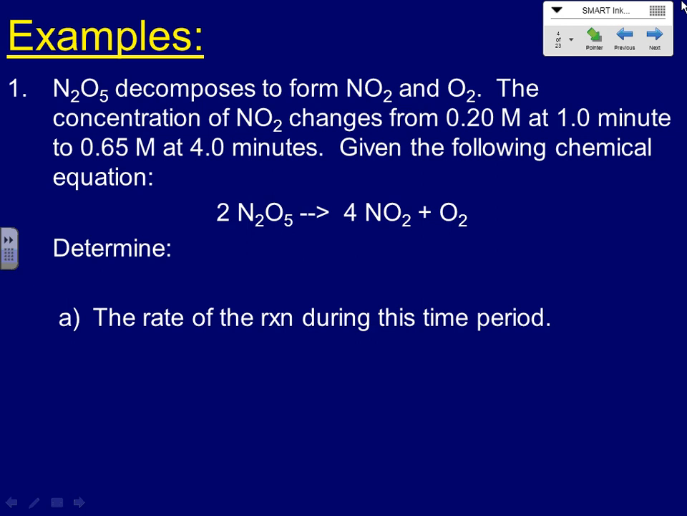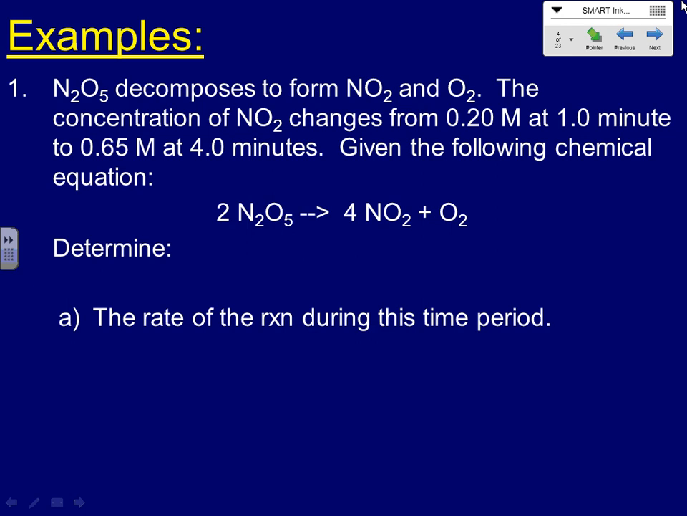So a chemical reaction has taken place. It decomposes to produce NO2 and O2. The concentration of NO2 changes from 0.2 molar at the 1 minute mark to 0.65 molar at the 4 minute mark. NO2 is a product, so it's growing in concentration as the reaction proceeds.